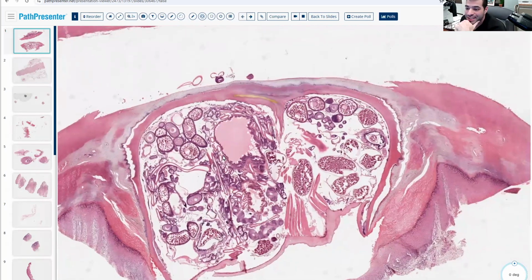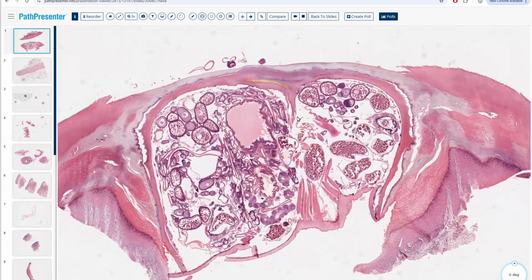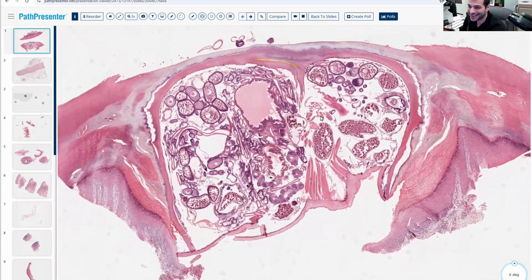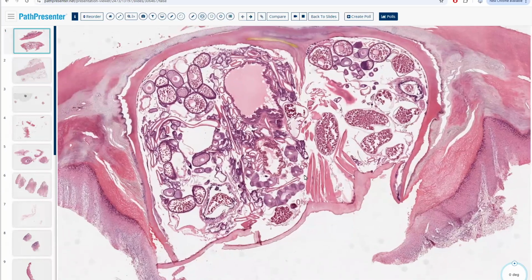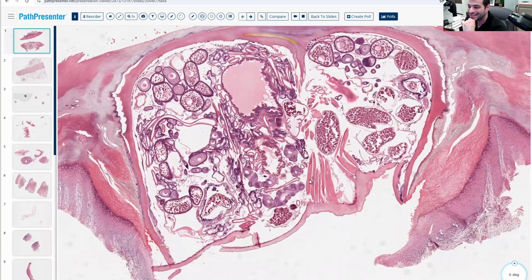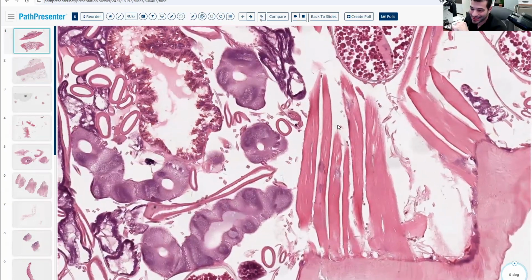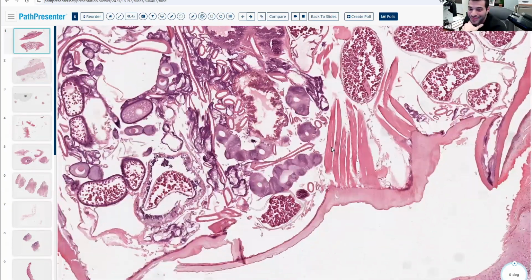So that's Tunga penetrans. Has anyone seen Tunga penetrans grossly? We had a case at Mount Sinai Queens, I believe. What did it look like? It looked like an erythematous, red-brown, ulcerated papule on the foot. And you biopsied it? Yeah, it was biopsied. Here's some muscle, by the way.